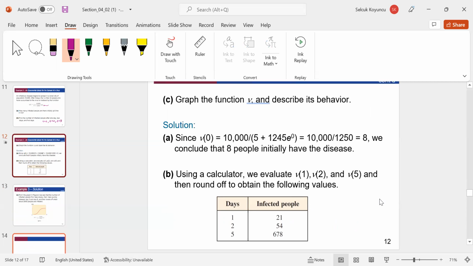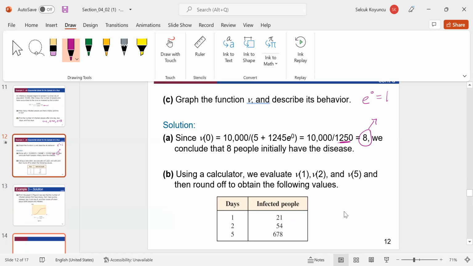So 10,000 divided by 5 plus 1245 e to the 0, because I plug 0 for t. e to the 0 is always 1, because the 0 power of any number is 1. And then you'll get this number on the bottom because you add it to the 5. So 10,000 divided by this number is 8. So initially there were 8 people who were infected with this disease.